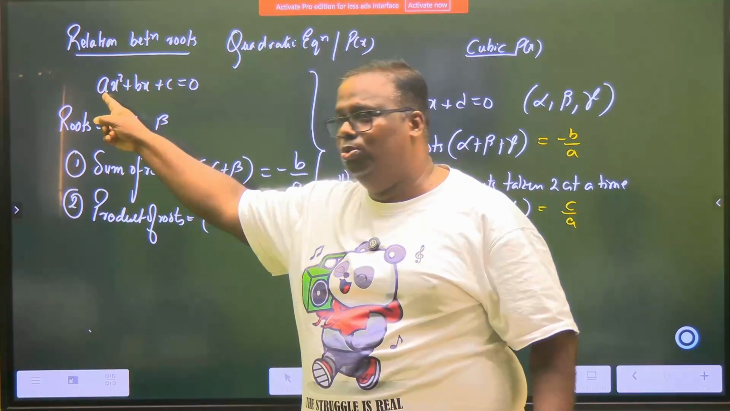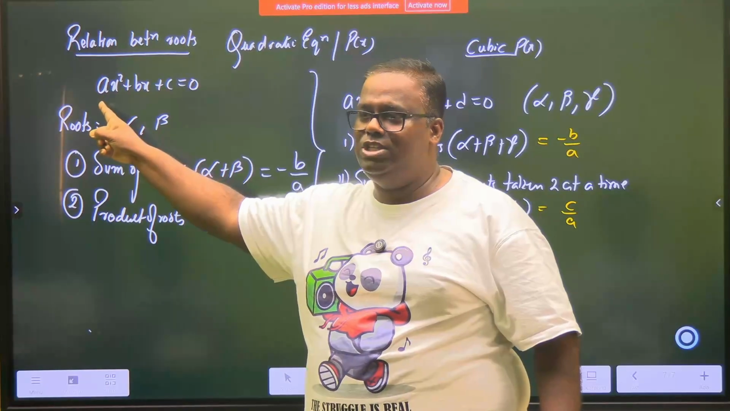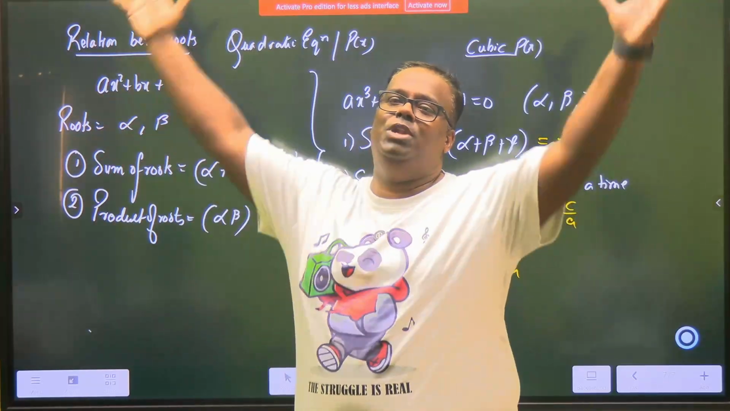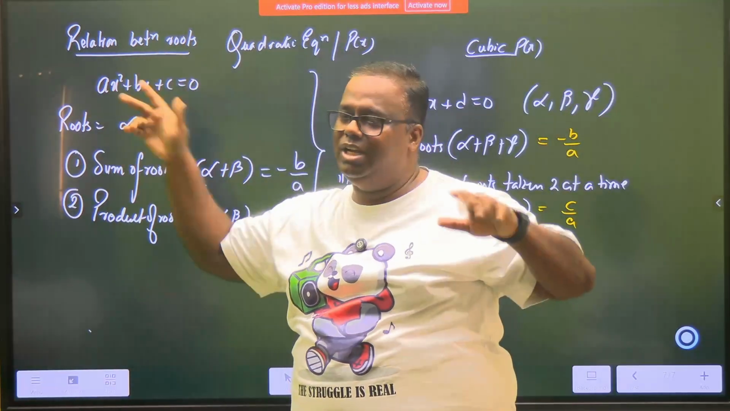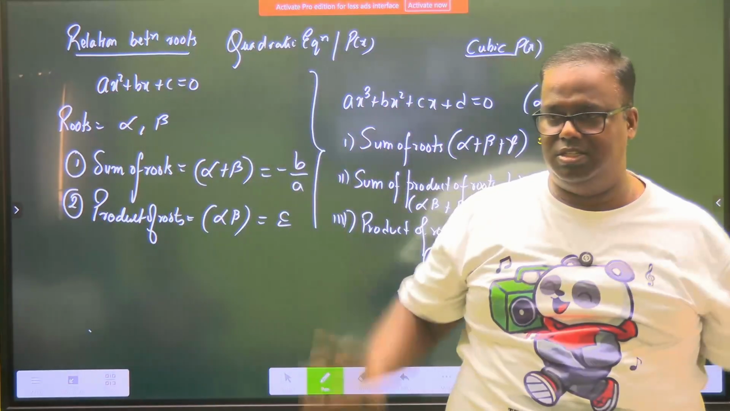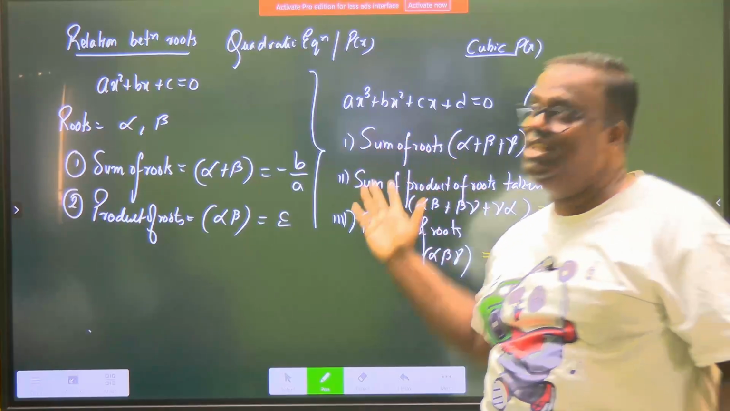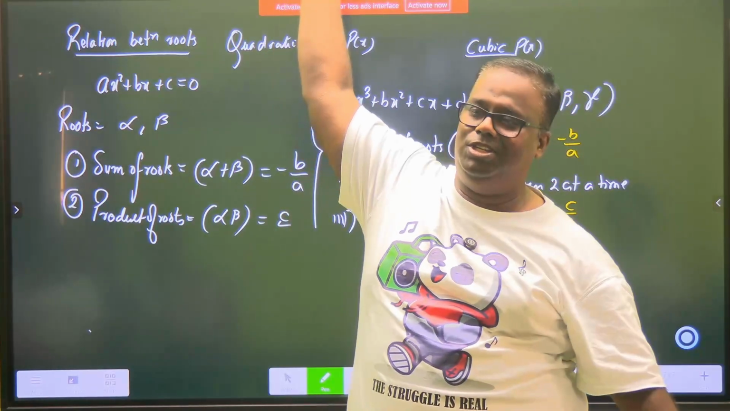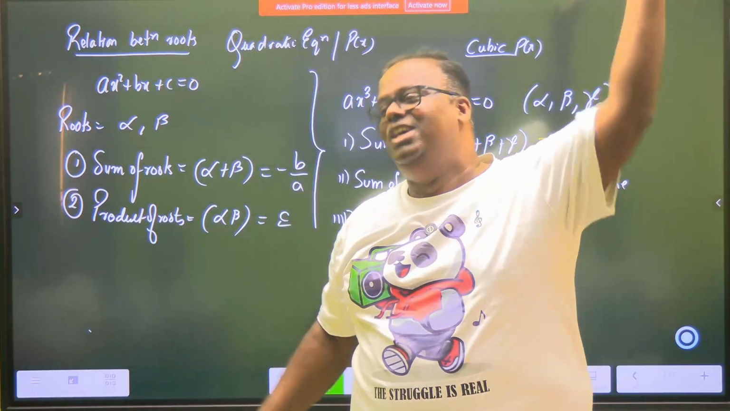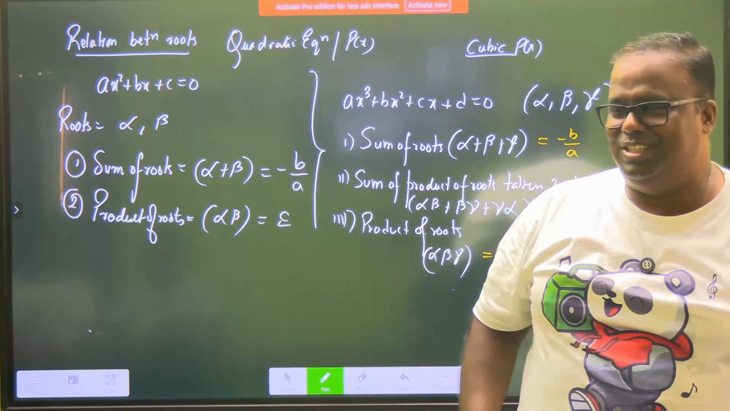If the leading coefficient is positive, the graph will open upwards. If the leading coefficient is negative, the graph will open downwards. That's it. But in cubic, we also understand whether this hand is going up, this hand going down, or this hand going up. Those are not there in CBSE, but they are very interesting.